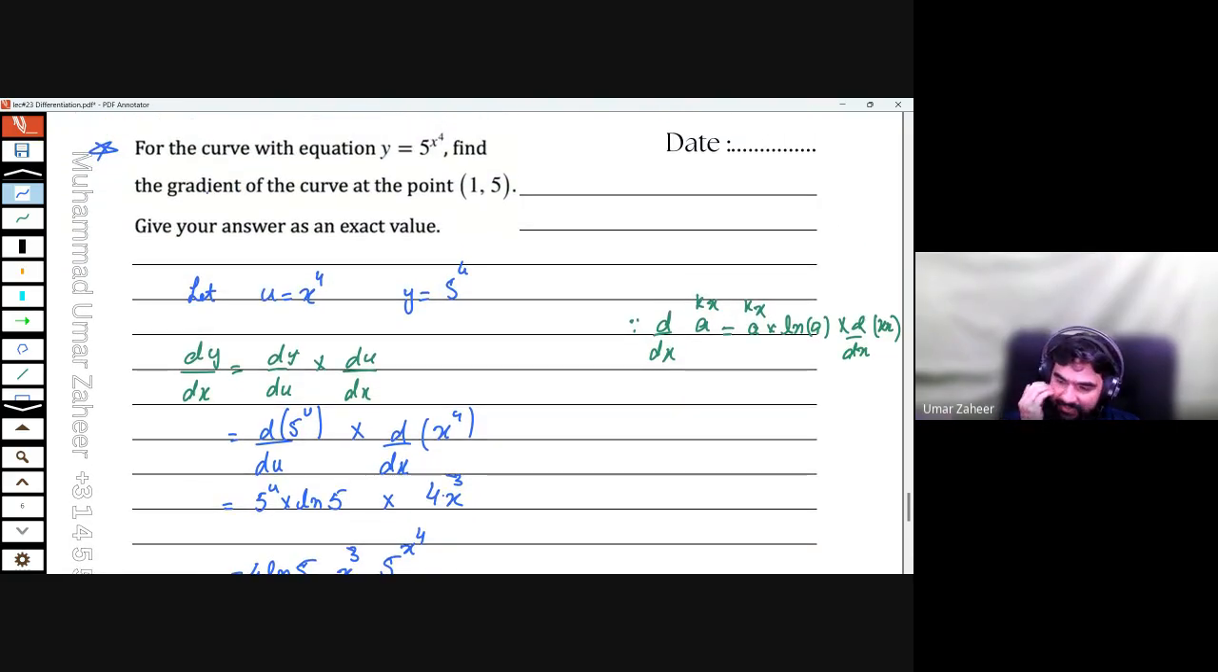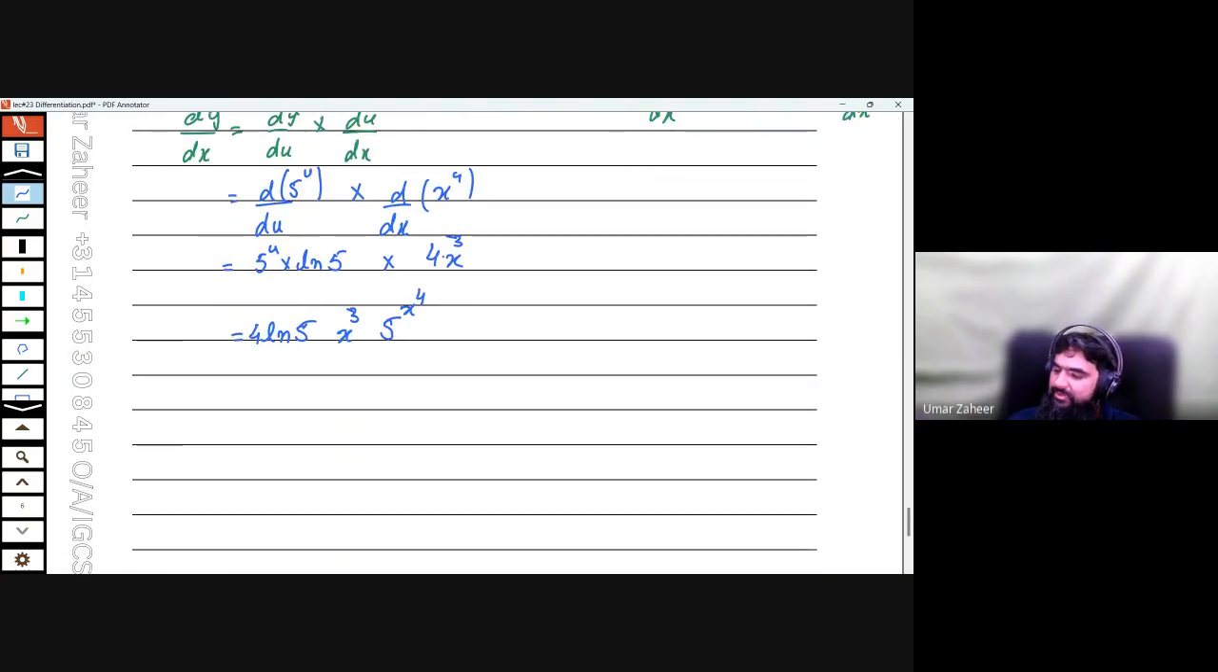Now we have found the gradient function, the derivative. But he says to find the gradient of the curve at a specific point, at (1, 5). So the x value is 1. We have 4 times natural log of 5 times 1 power 3 times 5 raised to power 1 power 4.